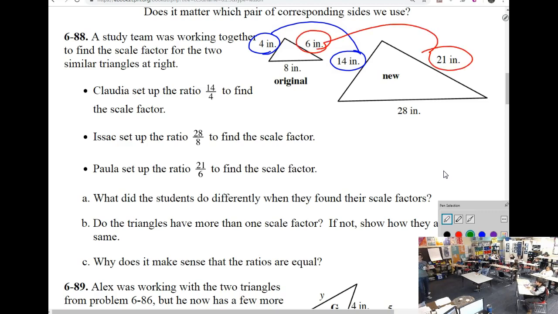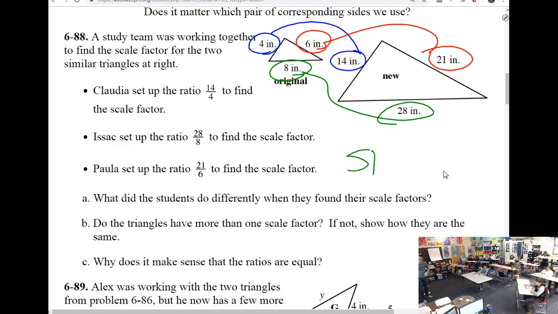So wait, are we saying that their middle school argument was moot and they're all right? Yeah. Every single one of them is right. They just chose different corresponding sides. So you said scale factor here is 3.5? Sorry, what? 7 over 2? Which, yeah, that reduces to 3.5. So if we wanted to give it as a decimal, 3.5, right?